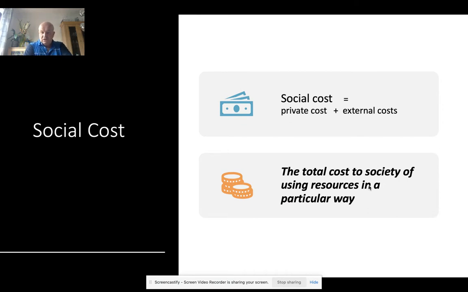If we then take a look at social cost, so we talked about social benefit, now we've got to think about the social cost. That essentially is the private cost, what it costs you to buy the good or service, but also some of the external costs that might be incurred by that particular good or service being produced. Thinking about this social cost, it's basically the total cost to society of using resources in a particular way, not just what it costs to produce.